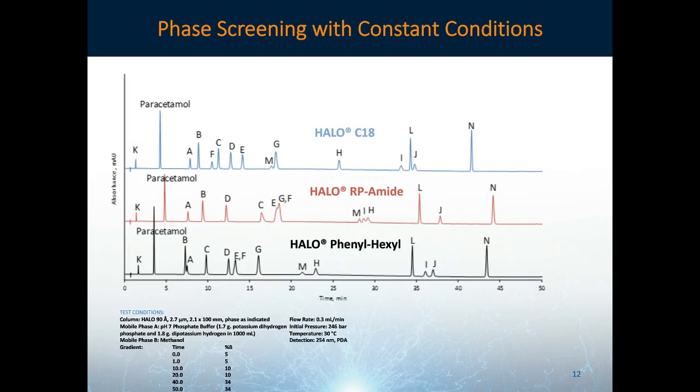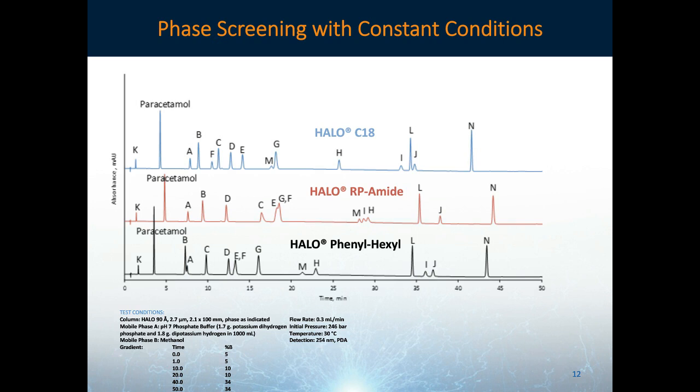Here's another example using phase screening with constant conditions. And what we're looking at here is known as paracetamol in Europe or acetaminophen in the United States. So this particular method is from the EP for paracetamol and its related impurities. The method was designed on the Halo C18 phase, so that's why we're seeing better resolution and separations on Halo C18, but we were curious what would happen if we ran the same conditions on both the Halo RP-Amide and the Halo phenylhexyl.